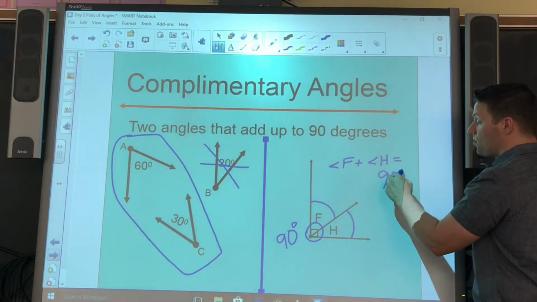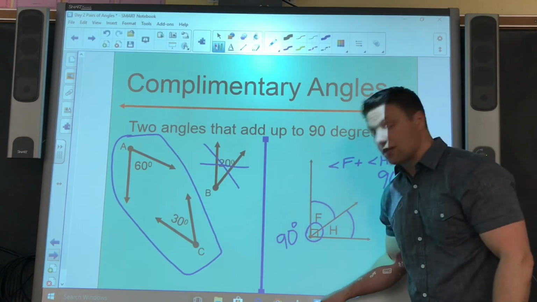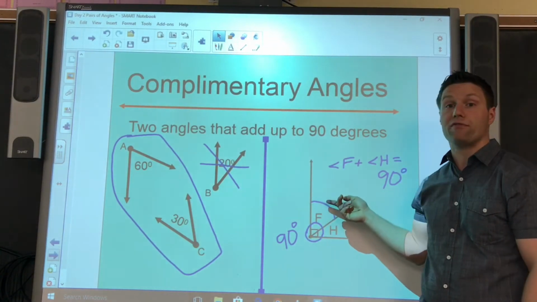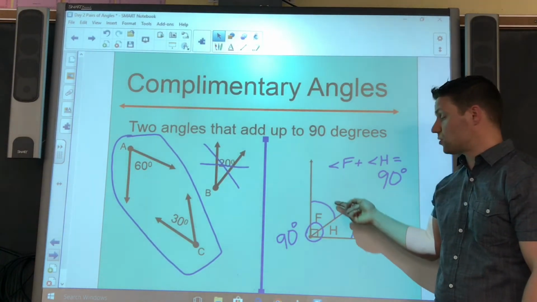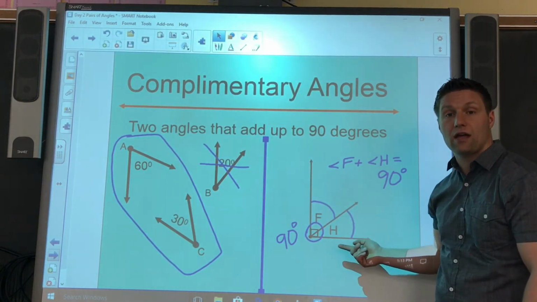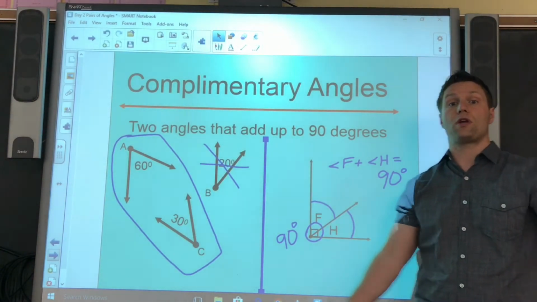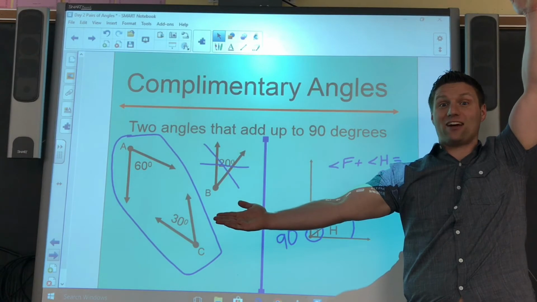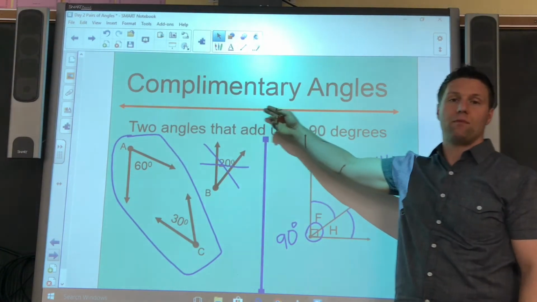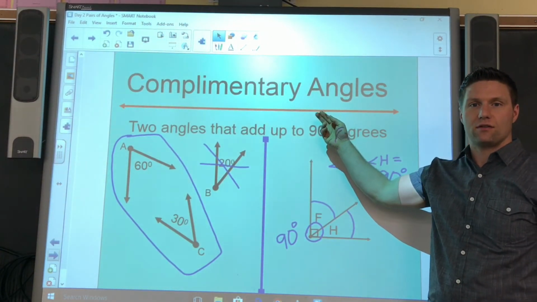Now, I don't know exactly what they are, okay? Like, this one might be 50, this one might be 40, this could be 80, this could be 10, okay? I don't know what they are, but I do know that they create a perfect right angle, so I can say that they are complementary angles, right?